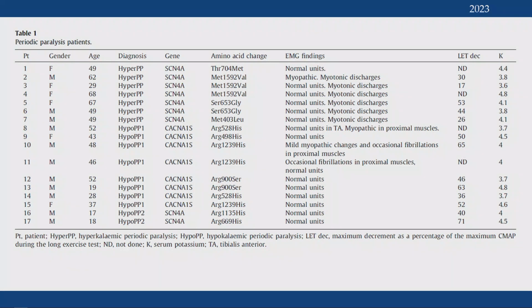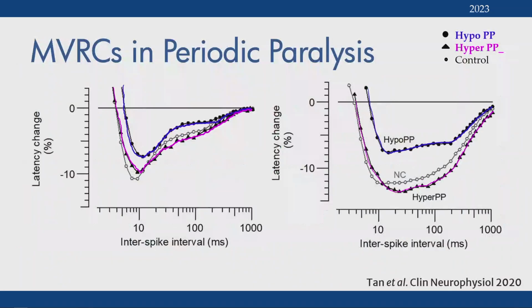So she did a study that looked at 7 patients with hyper-PP and 10 with hypo-PP, of which 2 had the sodium channel variant. And what I just want to point out is that of these patients, several of them, which you can see in this graph, I think 3 of the hyper-PP and at least 1 of the hypo-PP had a negative long exercise test.